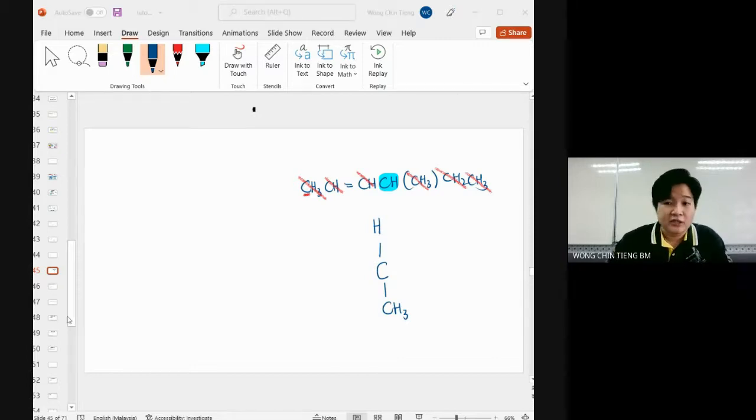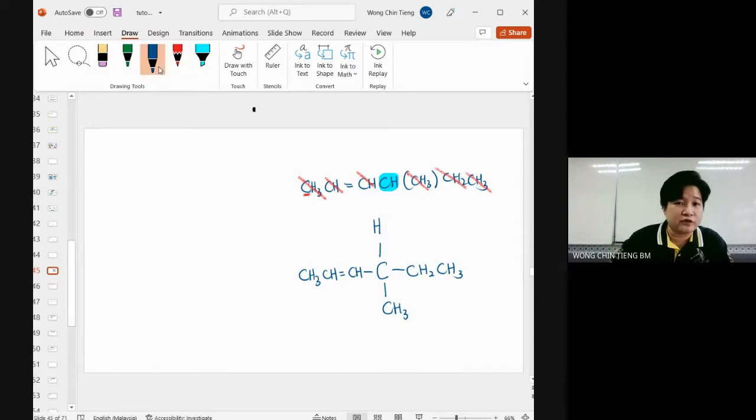Alright, sorry. So we expand only this carbon and whatever attached. Orang lain tak payah expand. Kenapa orang lain tak payah expand? Jangan buat diri kamu pening. Dah? Dah expand benda tu.